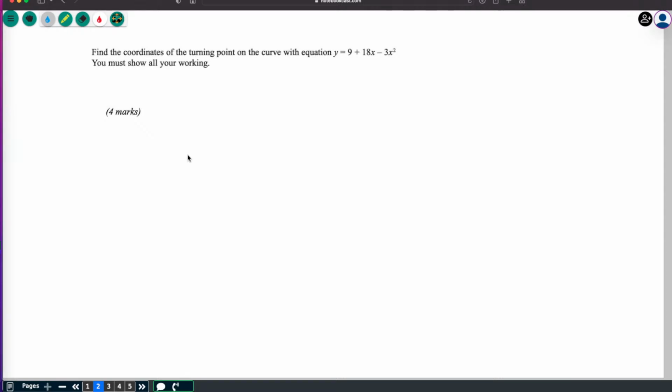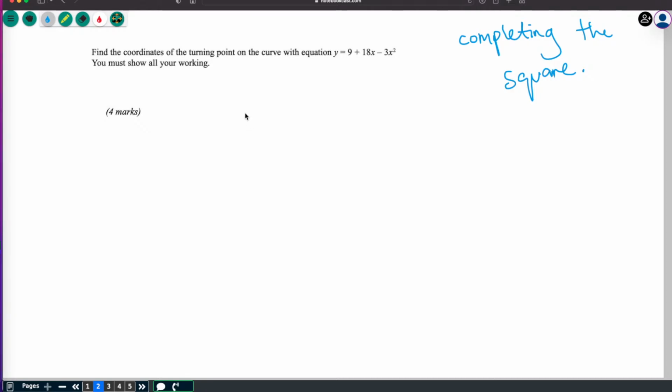Tell me how to find the turning point here. What do I have to do? We have this equation, y equals 9 plus 18x take 3x squared. Maybe you're thinking of completing the square. And if you're not, then you know how to do it now. Yes, complete the square. Awesome.